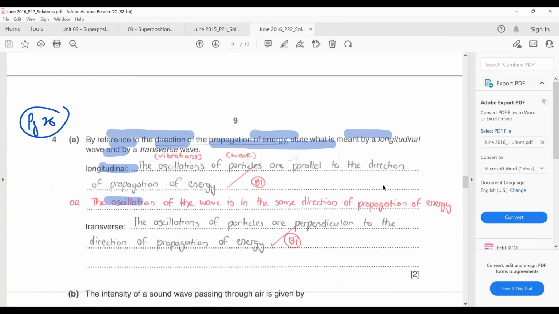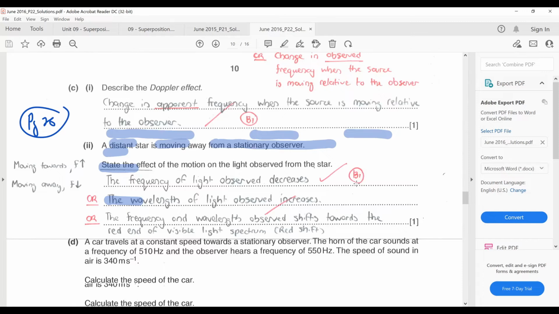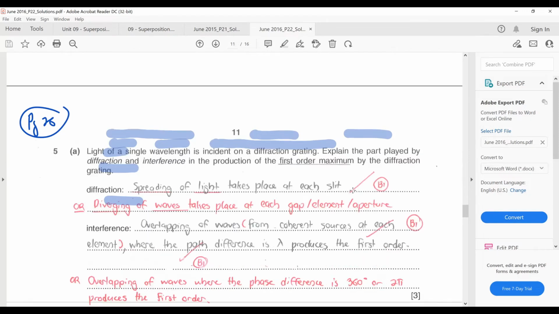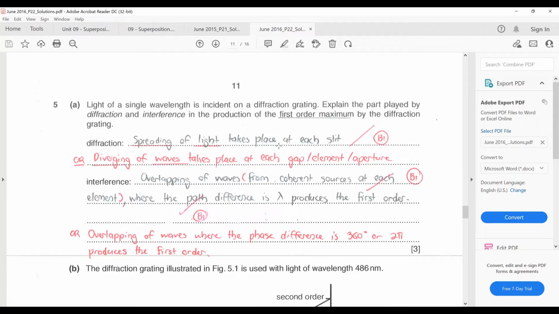The correct question. Right, so what is the part played by diffraction? Diffraction causes the spreading of light at each slit. What does interference do? The overlapping of the waves where path difference is lambda produces the first order.